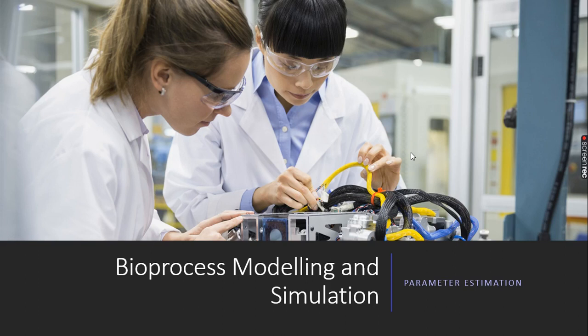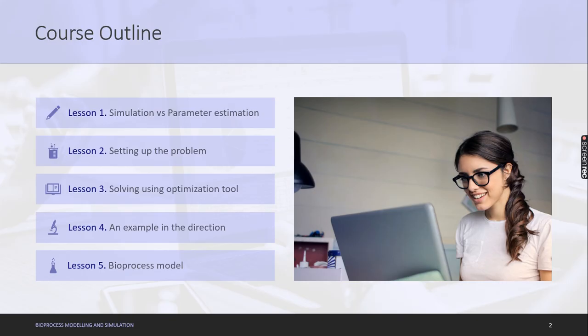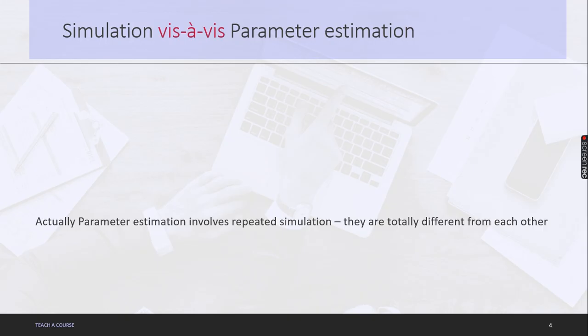Topics related to bioprocess modeling and simulation, where we are primarily discussing the parameter estimation approach. Till date, we already know lesson 1 according to this presentation is simulation versus parameter estimation. We want to distinguish between them, how to set up a problem, and solve it using some optimization tool. There will be an example in this direction, taking care of one bioprocess model.